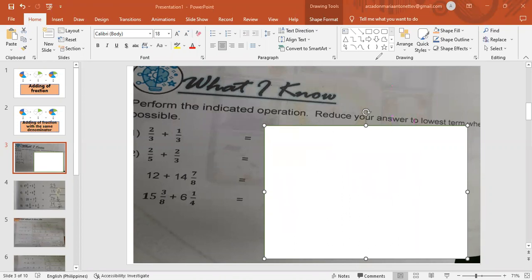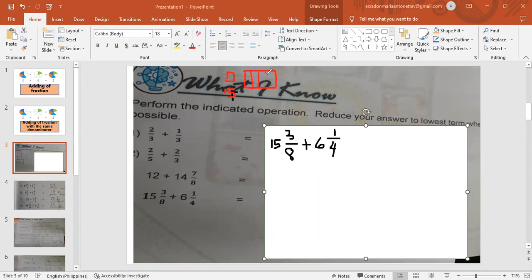Okay, next one. Let's proceed to 15 and 3/8 plus 6 and 1/4. So how to solve that one? First, we copy the whole number and then the fraction and then plus 6 and 1/4. Okay. So what are we going to do there? Meaning of this one, you have 15 triangles. But then the other triangle has 8 parts.